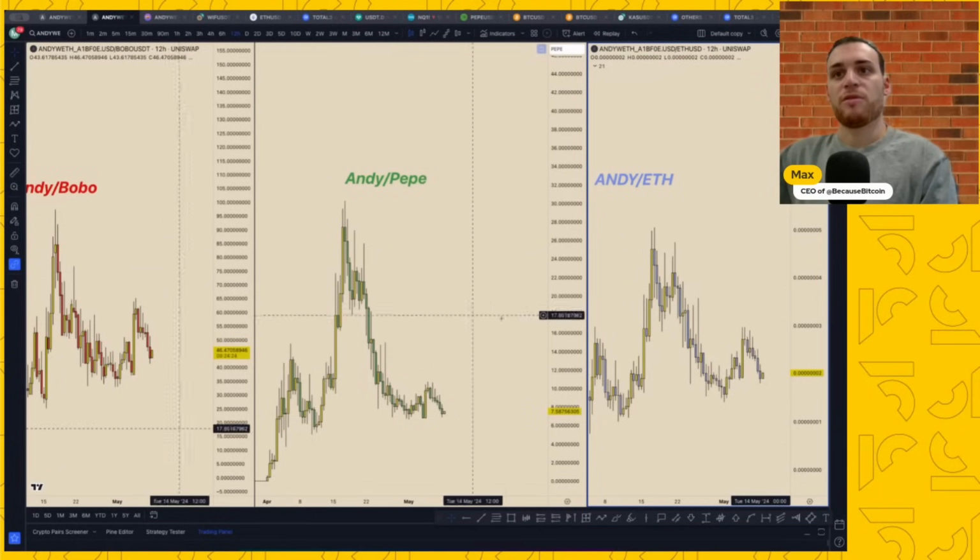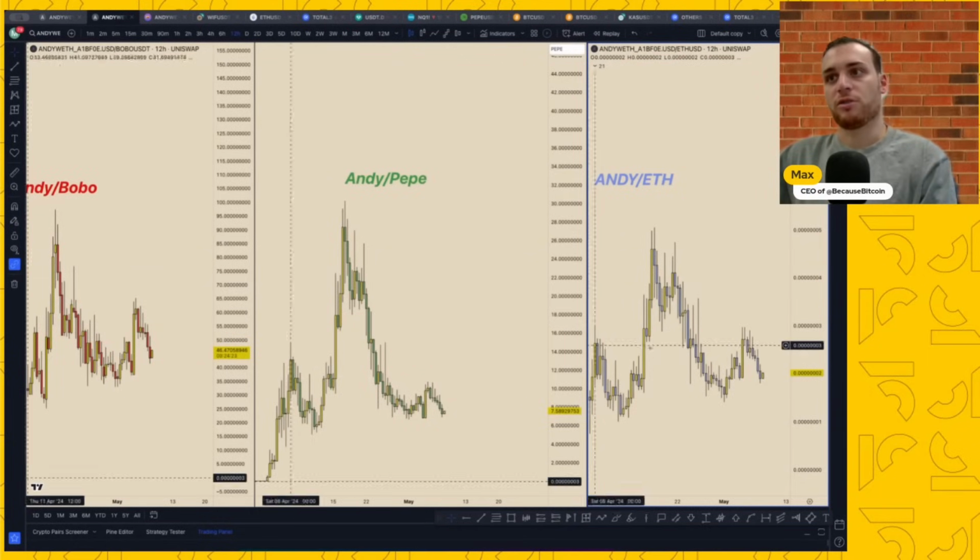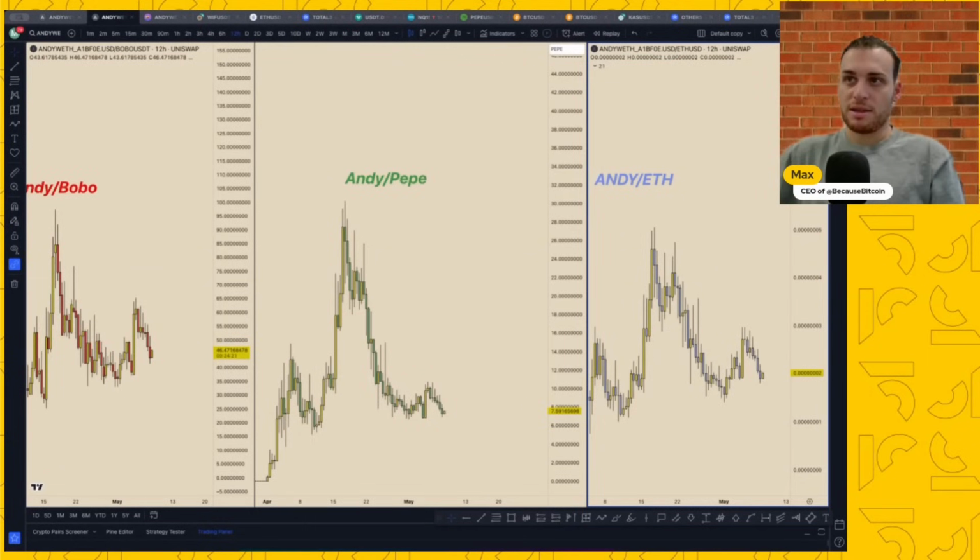All right, let's keep it moving here. So now we're going to talk about pairs, right? And the idea behind these meme coin pairs is, why hold a meme coin if your meme coin is underperforming something more established? What we're going to do here is look at how Andy is performing against a lot of our constituents, a lot of the meme coins that, in my opinion, we should be focused on because they are more established.